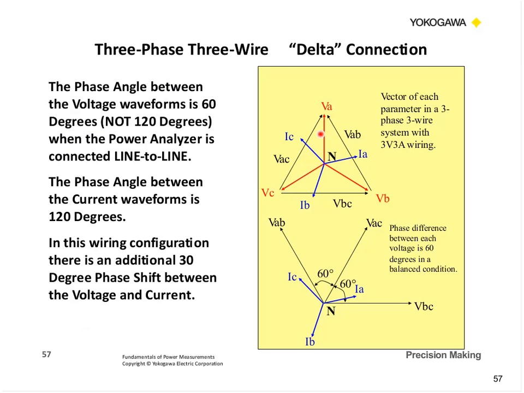I've drawn in the blue lines as just some arbitrary value for the current. Now, if this current shifts back up to this red line, so there's no phase shift on the current, then you'll see there's an additional 30 degrees right here between voltage and current. That's why I said very non-intuitive, but the power analyzer is designed to take care of all that. So if you see those 60-degree waveforms, that's exactly what you should have.